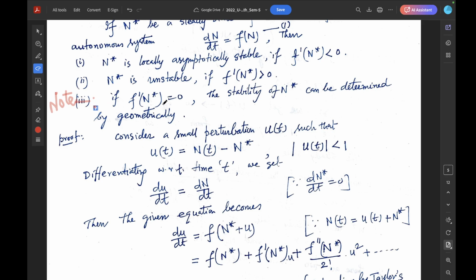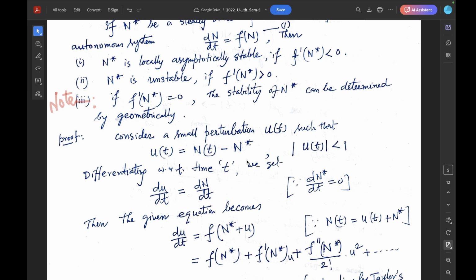Note this. Consider a small perturbation u(t). u is a function of time t, such that u(t) equals n(t) minus n star, where the modulus of u(t) is less than 1.